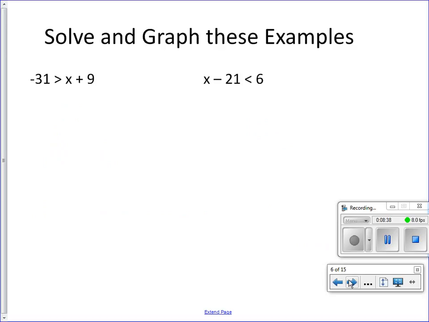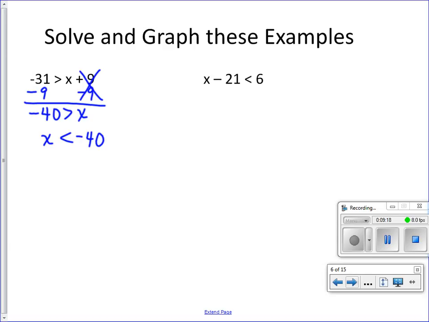All right, let's solve and graph these examples. I have an addition problem, so I'm going to begin by subtracting 9 from each side of the inequality. Negative 31 minus 9 would be negative 40 is greater than x, since our plus 9 and minus 9 is equal to 0. Okay, I'm going to rewrite this to make it easier to graph. x, turn the symbol around. x is less than negative 40.